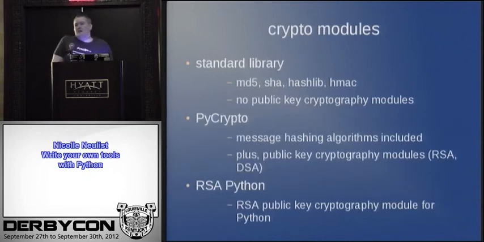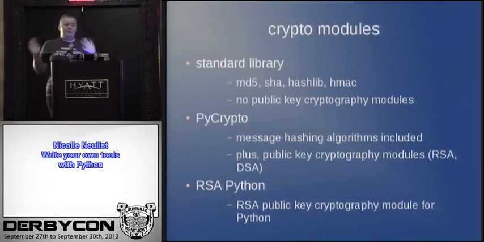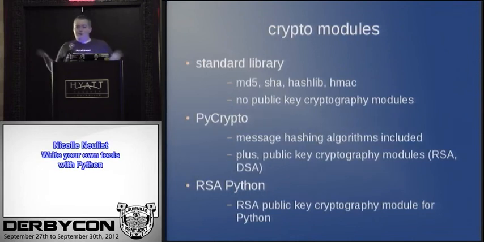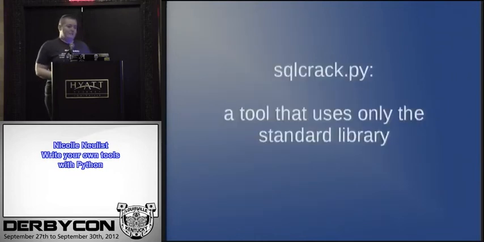Crypto modules. There's message hashing stuff in the standard library: MD5, SHA, hashlib, hmac. There aren't public key cryptography modules though. So if you want to do any of that, there are outside modules. One is called PyCrypto, one is called RSA Python. But because of all the nasty legal malarkey about not being able to export this or that kind of crypto, they've just decided to stay the heck out of it and not put the public key cryptography modules in the standard library.